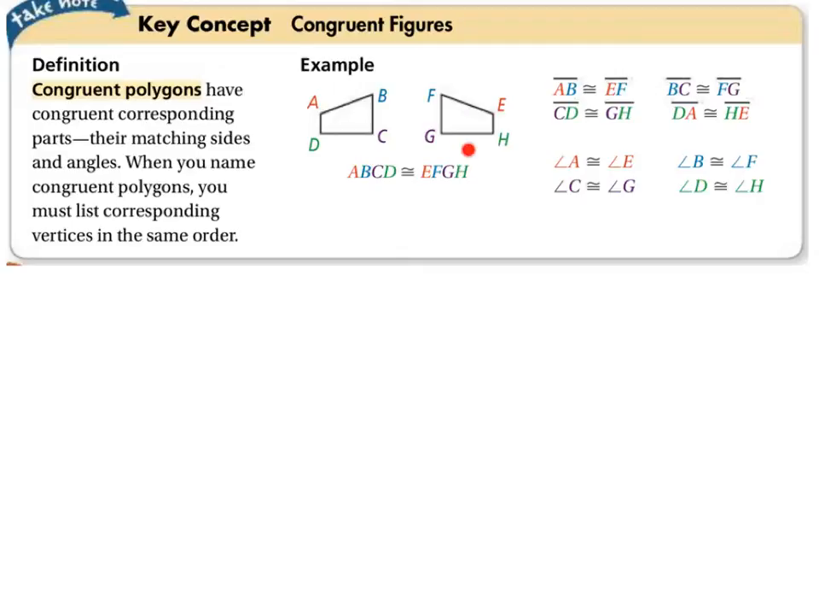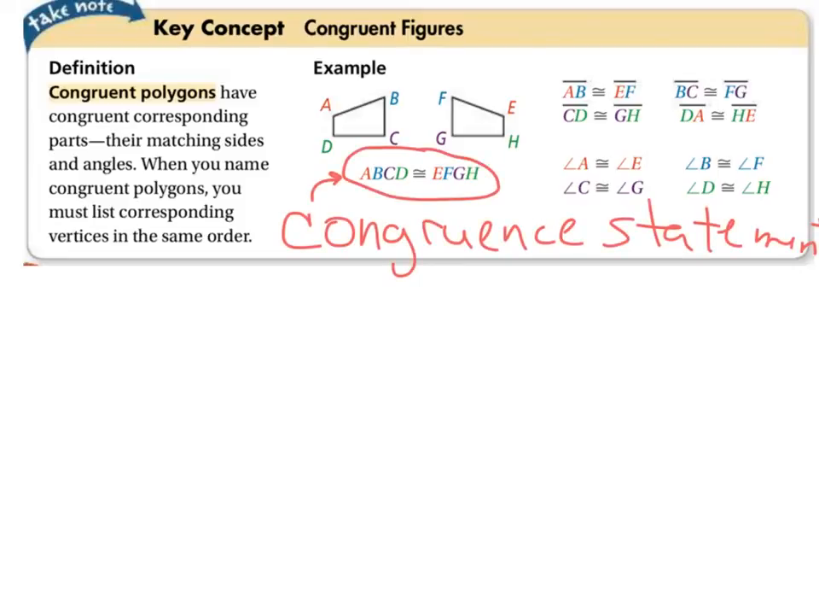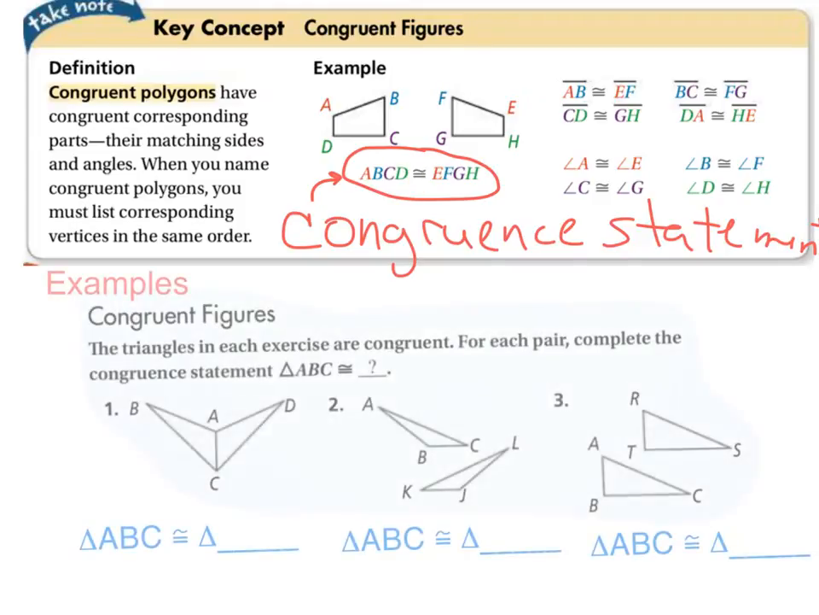And what we have right here is our congruent statement. So again, that is our congruent statement. It states which polygons are going to be congruent. And it is important to make sure that we get the corresponding vertices matched up. So for these examples, we are told that the triangles are congruent. So we don't have to try to prove they're congruent. That comes later. We just want to write our congruent statement, or finish our congruent statement.